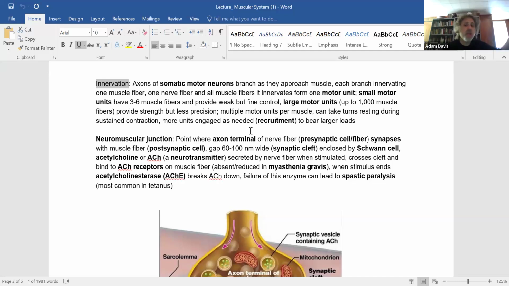Now, that said, if you've got one nerve coming in and it branches and puts out lots of little individual branches that go to several different muscle fibers, that means a signal coming down one nerve fiber can be distributed to multiple muscle fibers at once. The term for one nerve fiber and all the individual muscle fibers that it innervates is one motor unit.